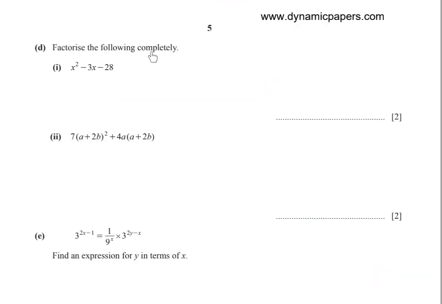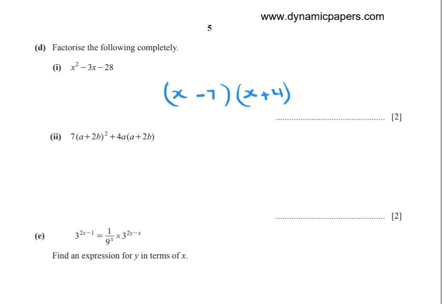Now part (d), factorize the following completely. X squared minus 3x minus 28. Trinomial, no common factor, so 2 brackets. X squared, x times x. Two numbers, if you multiply, you get negative 28. If you add, you get negative 3. So negative 7 and positive 4.